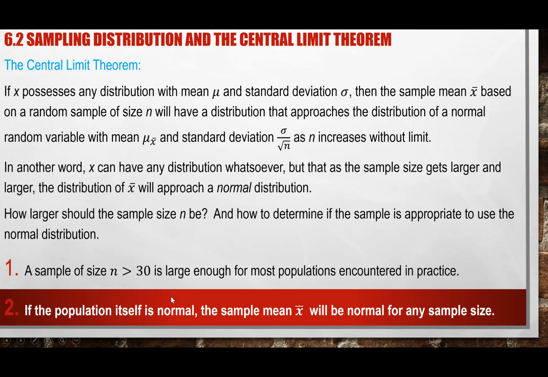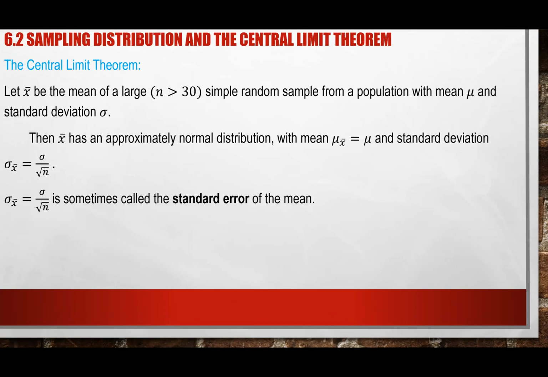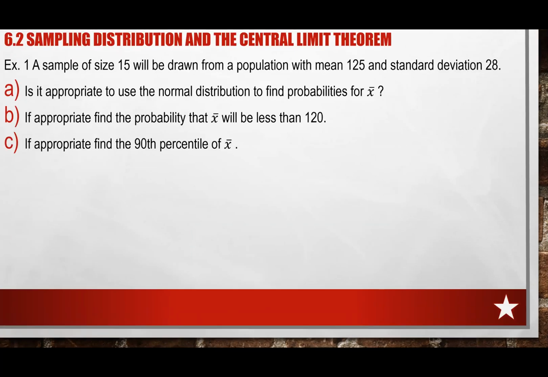Okay, so let's take a look at this example here. Once we do the example, you will see that the theory behind it is a little bit difficult. I will go back to this. Let's take a look at this problem here. They ask you, can we use the normal distribution, or is it appropriate to use it here? Let's say a sample size of 15 will be drawn from a population with a mean of 125 and a standard deviation of 28. Based on this information, is it appropriate to use the normal distribution to find the probability of the mean?